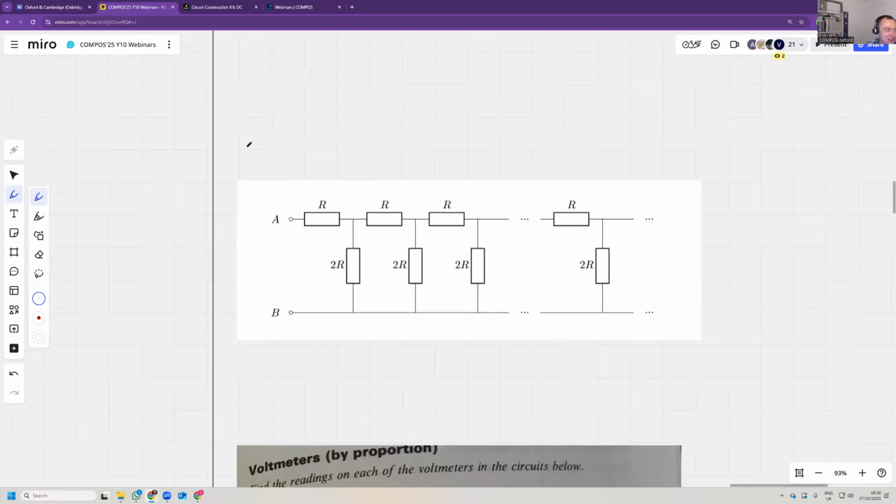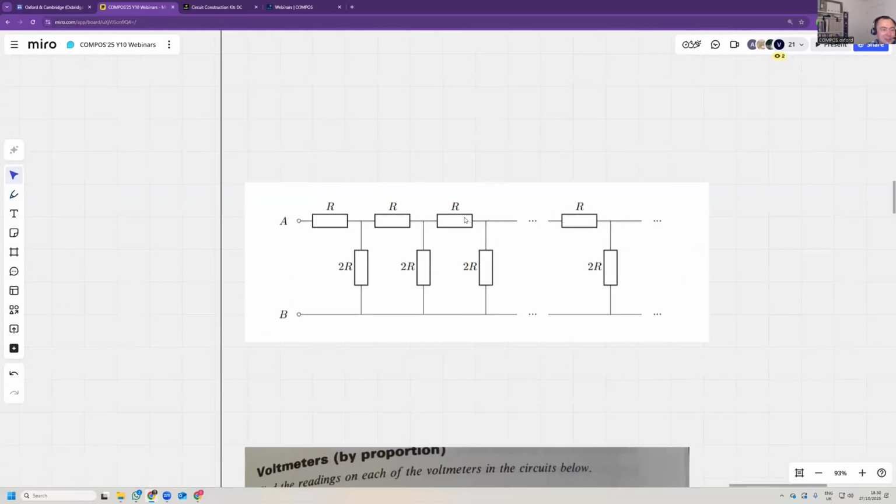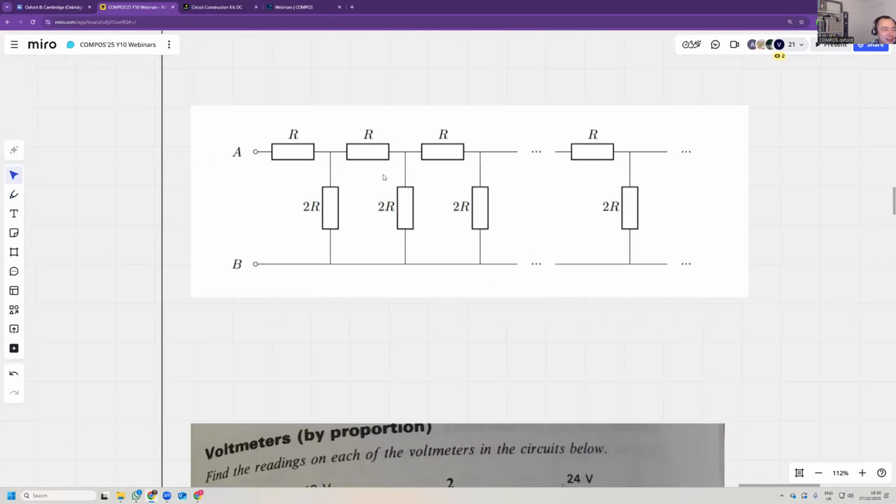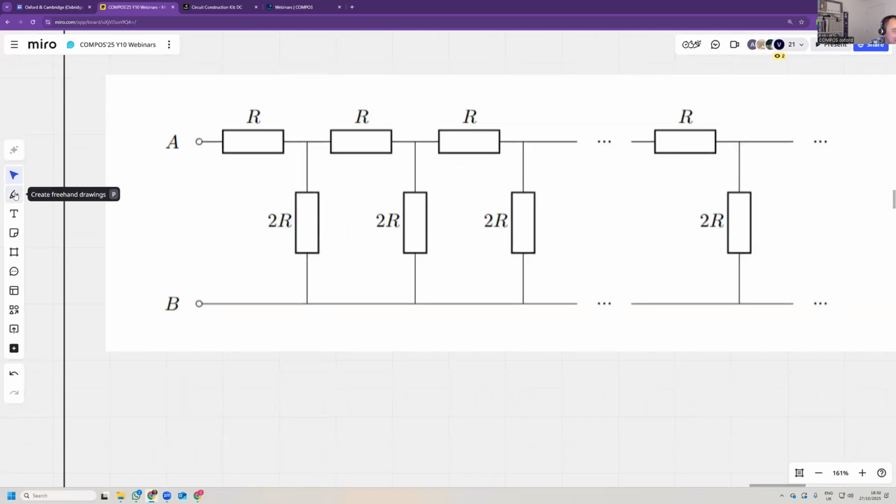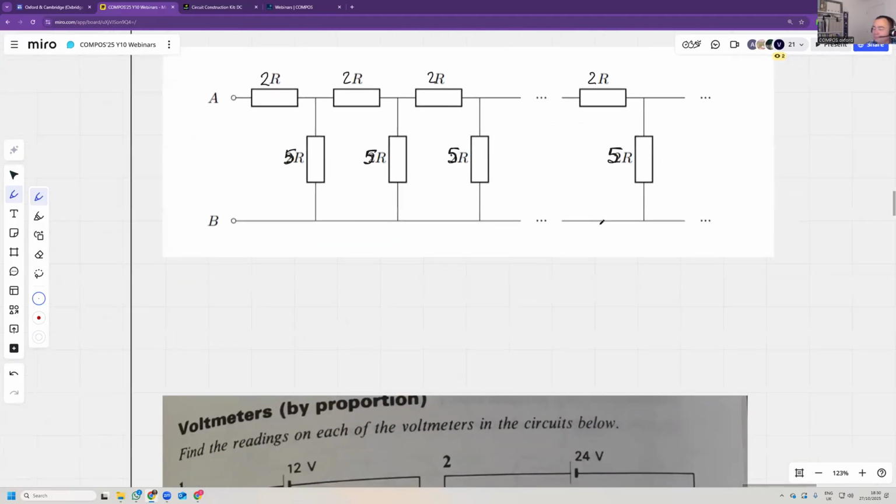Now, this question, this is from the assignment, but I'm going to modify it. I'm going to say, let's say this is 2R, 2R, 2R, 2R, and this is 5R, 5R, 5R, and 5R. So this is an infinite chain of resistors.